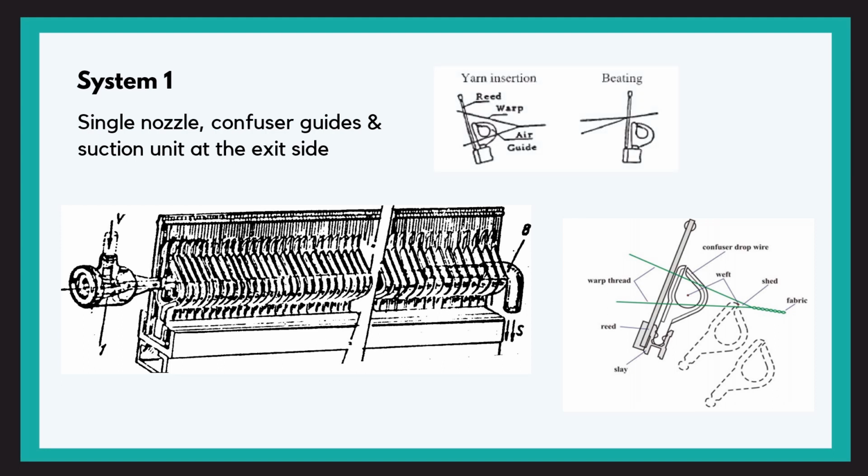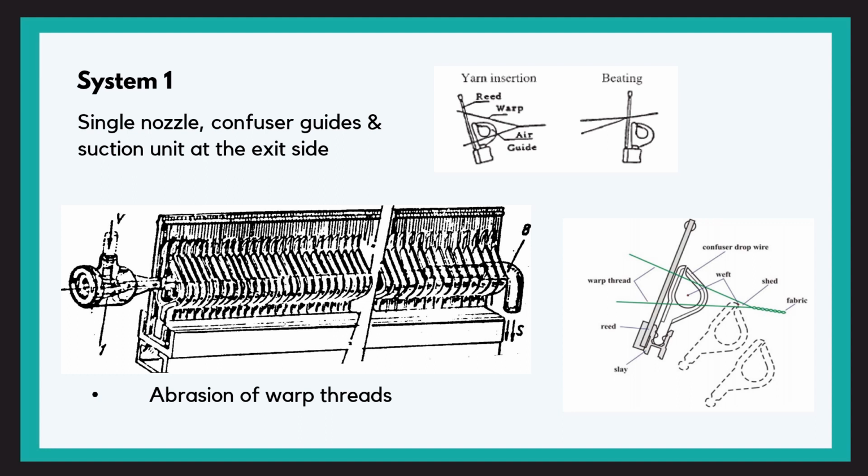Now in system 1, along with the confuser guides, only the main nozzle is present and there is a suction at the opposite end. These confusers are placed close together and they move in and out every time. So this poses a problem in case of heavy warp density fabrics.